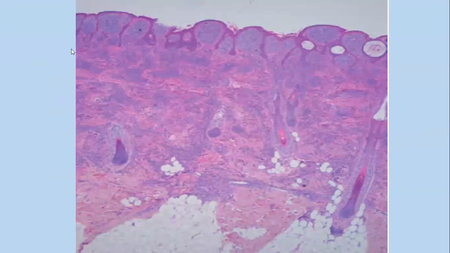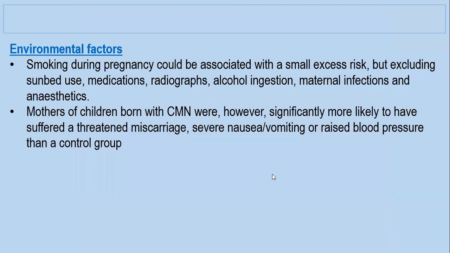You can see the diffuse nests of benign-looking bland melanocytes occupying the papillary as well as the reticular dermis and also extending around the hair follicles and the fat. Environmental factors. Smoking during pregnancy could be associated with a small excess risk, but excluding sunbed use, medications, radiographs, alcohol, maternal infections, and anesthetics.